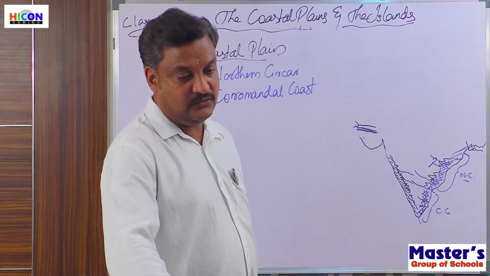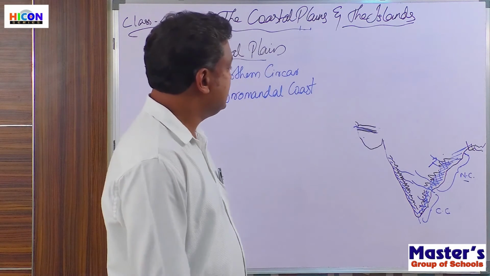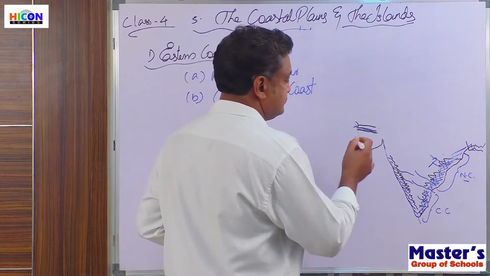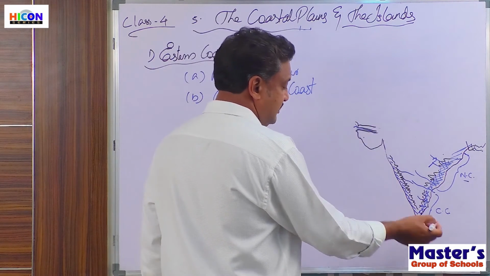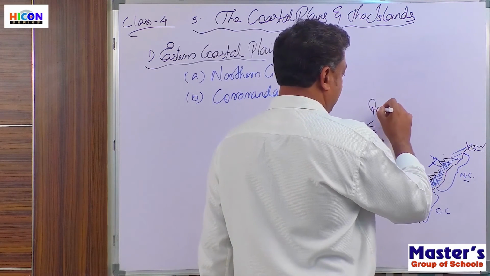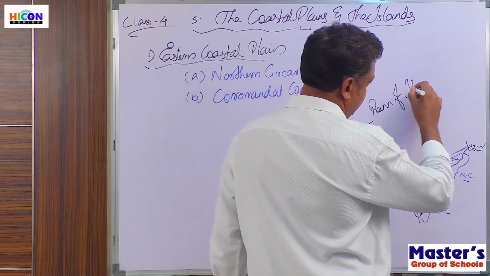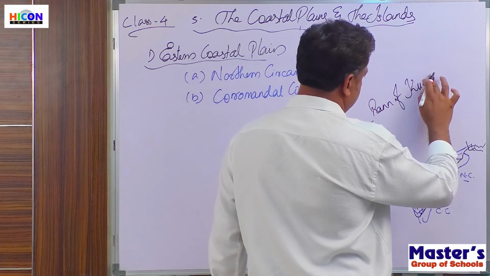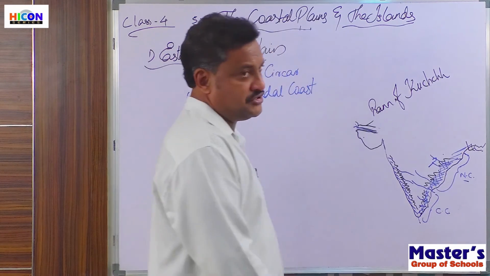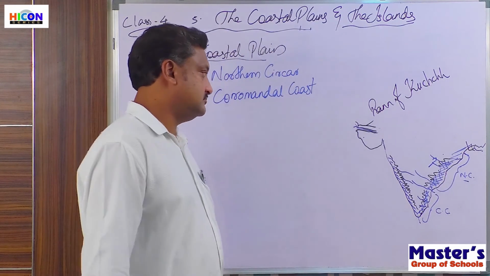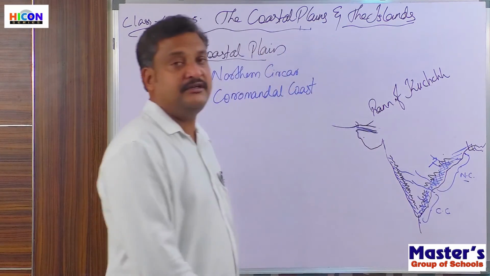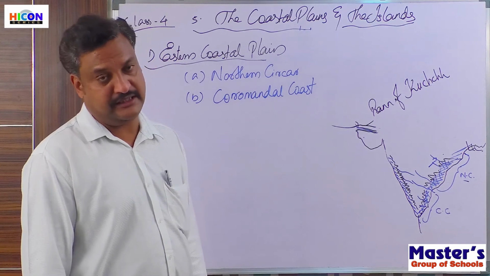Now, the western coast actually is from Gujarat till Kanyakumari. Okay, so this region is known as the Rann of Kutch, Rann of Kutch, right? So right from here till here we have the western coastal line, right?